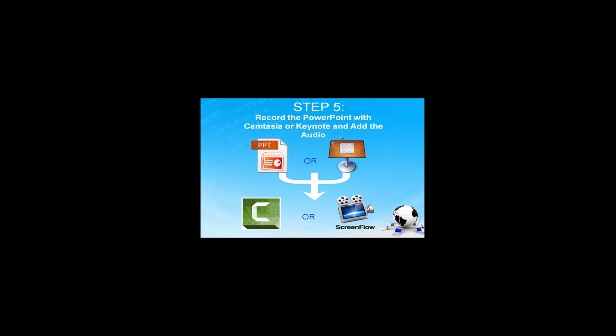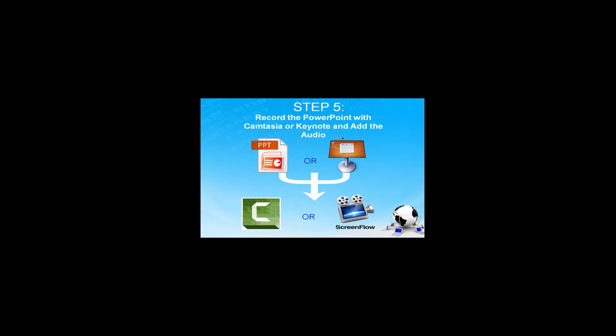But step 5 is to record the PowerPoint or the Keynote with Camtasia or with the ScreenFlow software, and to add the audio to it. So you end up with a Keynote or a PowerPoint video with great graphics. Okay, so that's step 5.